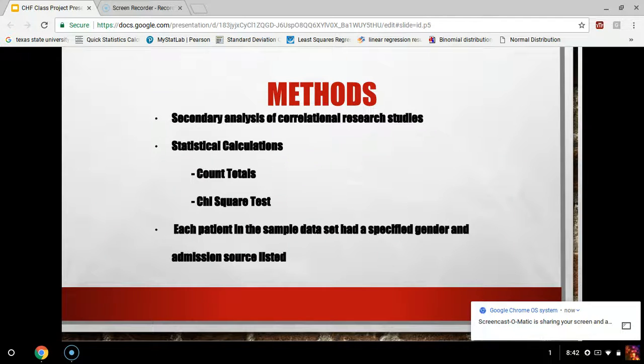For the methods, we used secondary analysis of correlational research studies, statistical calculations, those being count totals and the chi-square test. Each patient in the sample data set had a specific gender and admission source listed.